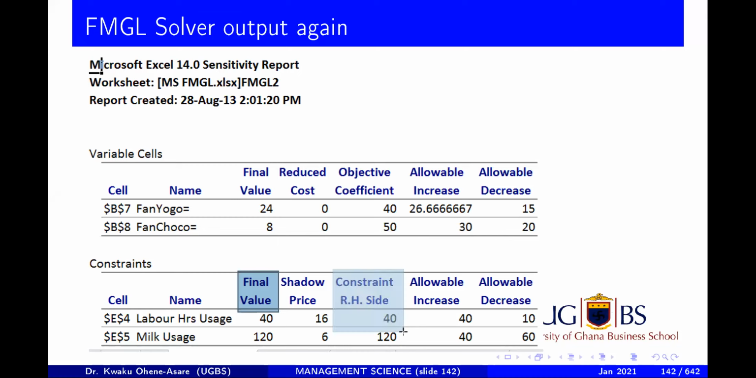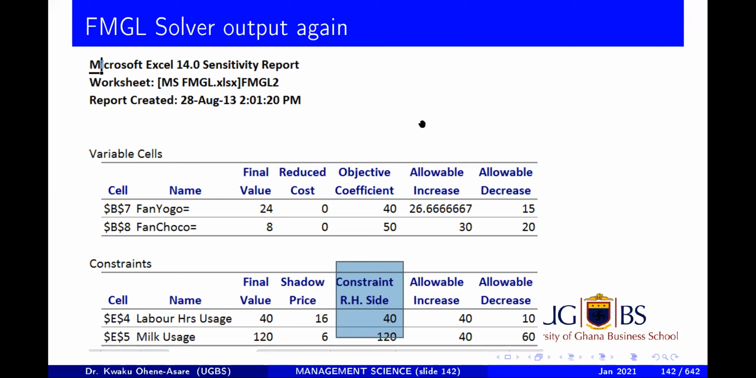Now, looking at these two constraints, labor constraint and milk constraint, which constraints are binding? We've already done this before. You can tell me. You can type your answer, you can raise your hand. I've already indicated to you that the left-hand side of the constraint is the final value. The right-hand side of the constraint is the constraint RHS. Which constraints are binding? Okay, Amma says labor is binding.